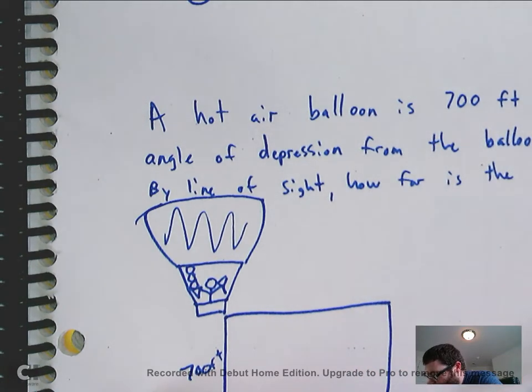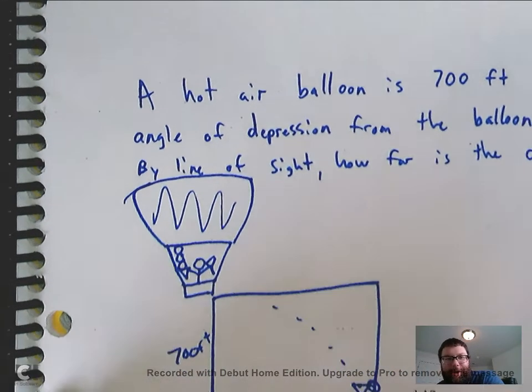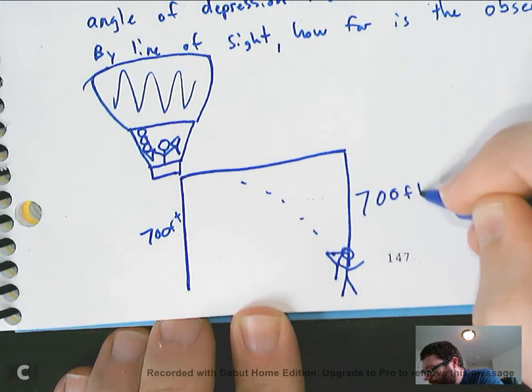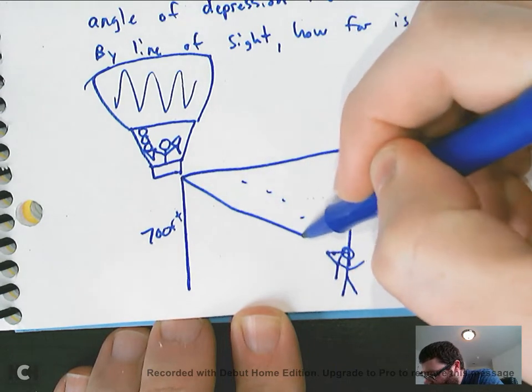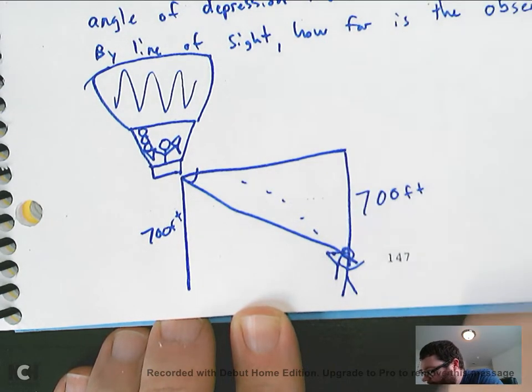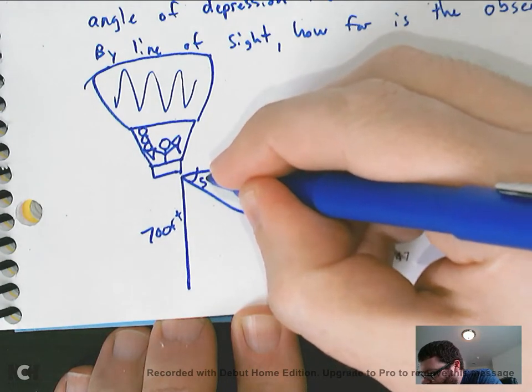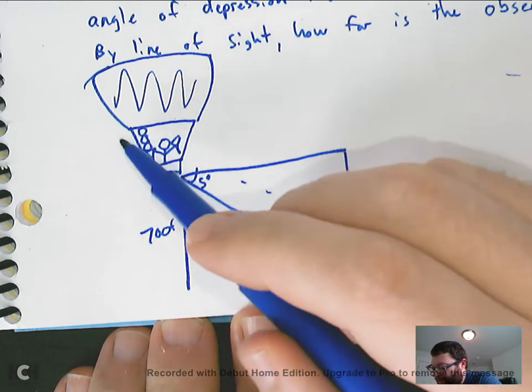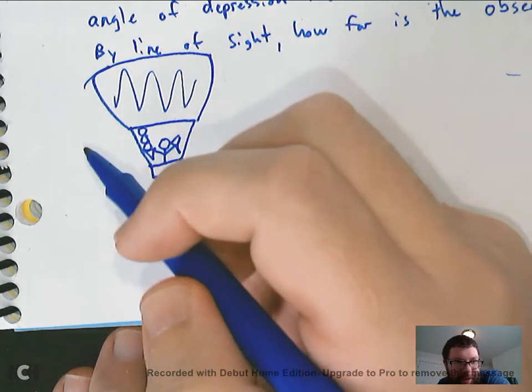So here's the dude on the ground. He's got the line going through his head. He's also got a slingshot, a bigger one, and he's trying to hit the guy up there. He is 700 feet below, and there's an angle of depression here of 5 degrees. I want to figure out how far the observer is from the balloon, so I need to figure out basically the trajectory of his slingshot.